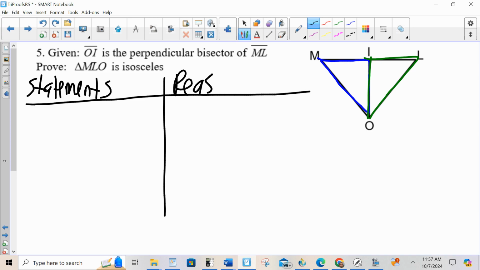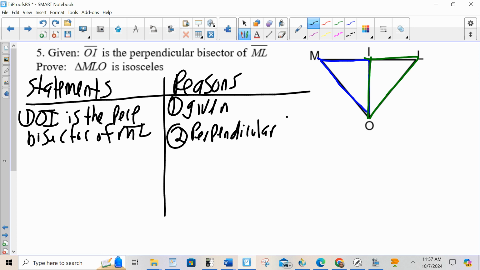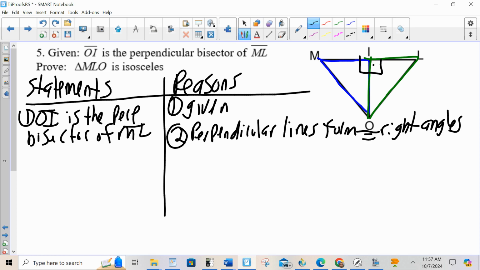reasons. OI is the perpendicular bisector of ML. Given, well, there's two definitions there. There's perpendicular and there's bisector. So I'm going to say that perpendicular lines form congruent right angles. There they are.